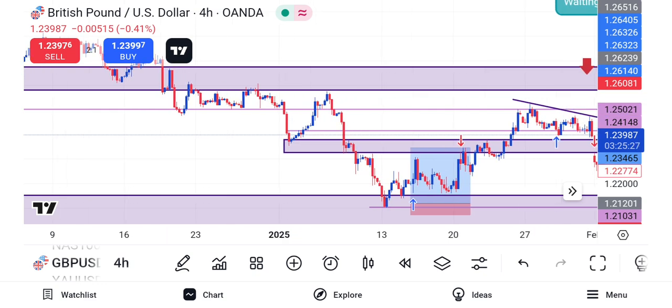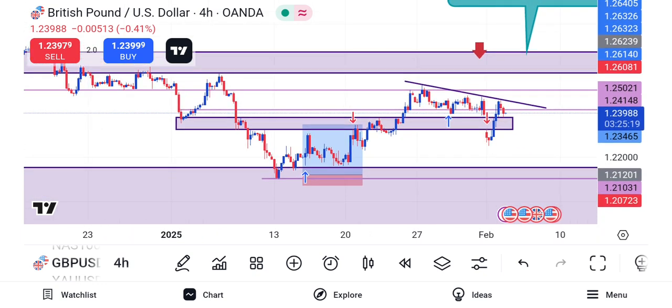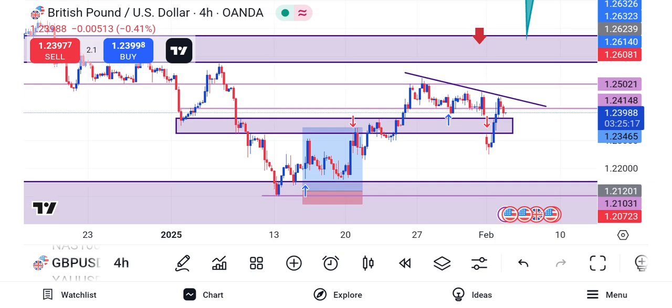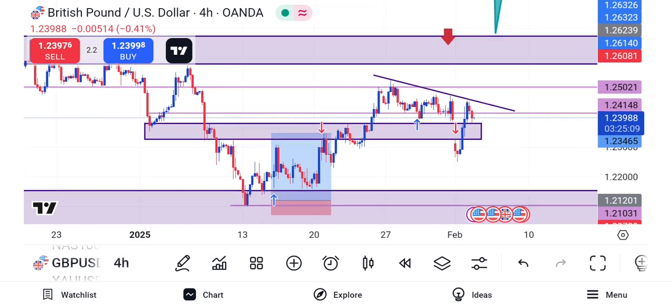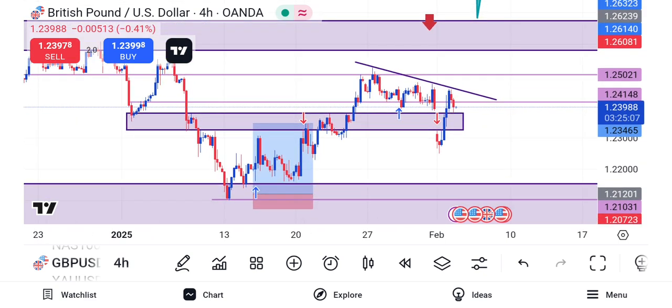You should follow the market. You shouldn't try to be the leader in the market. You should follow the market. The market should lead you. In other words, the market should come to you, showing you proper setups that align with your strategy and your plan, right?